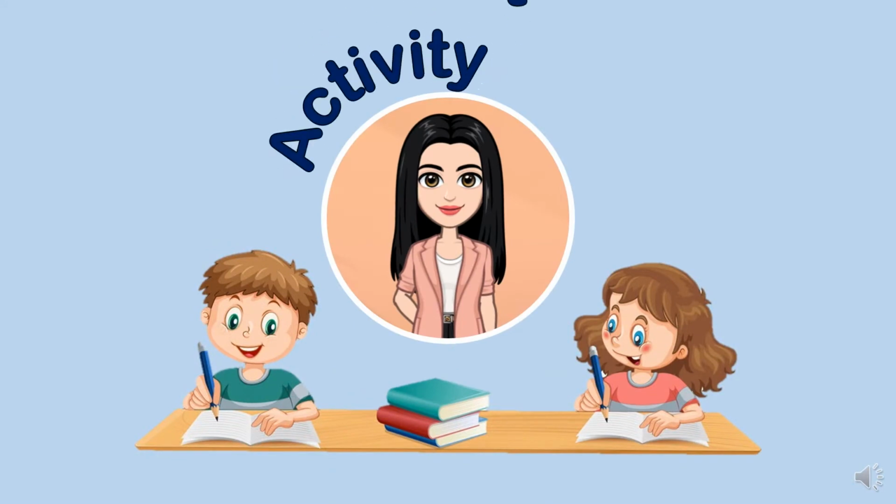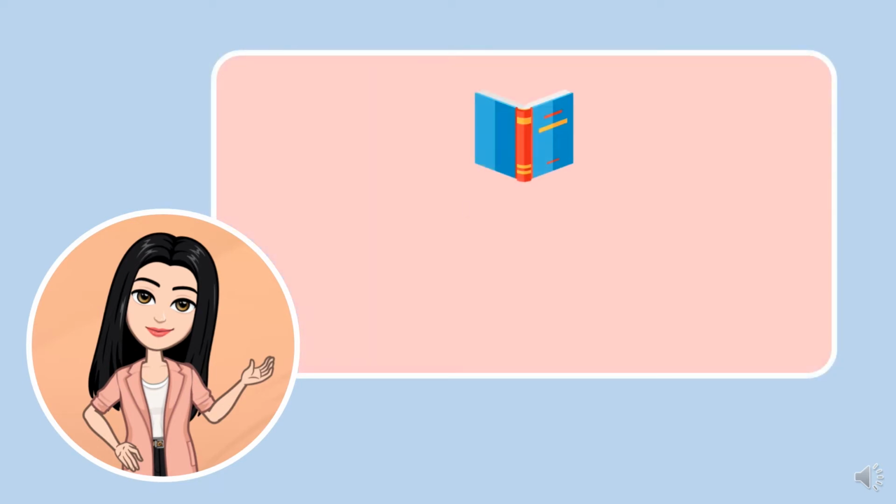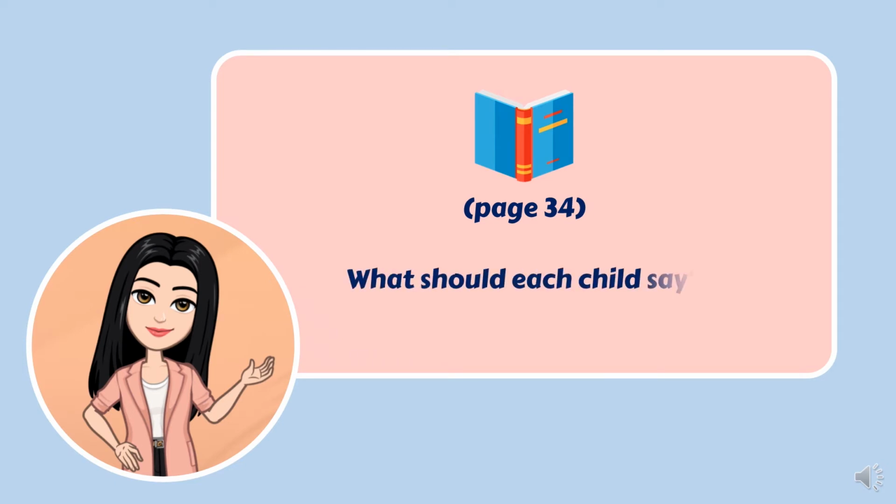Activity time. Pre-primary English book, pages 34 to 35, parts of the house. Let's review first the common greetings. Page 34. What should each child say? Write the correct greeting.